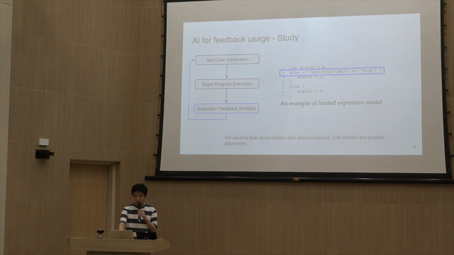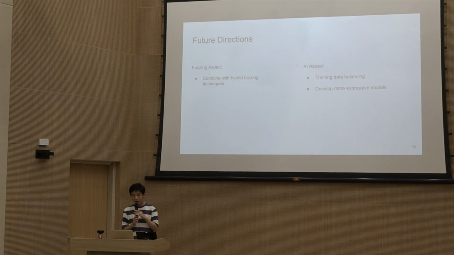So this is the last aspect. And as for future directions, we can work from two aspects. The first one is from the fuzzing aspect, because the coverage is very poor for the AI aided techniques. What we can do is combine with hybrid fuzzing techniques, which use symbolic execution techniques to help the testing process.